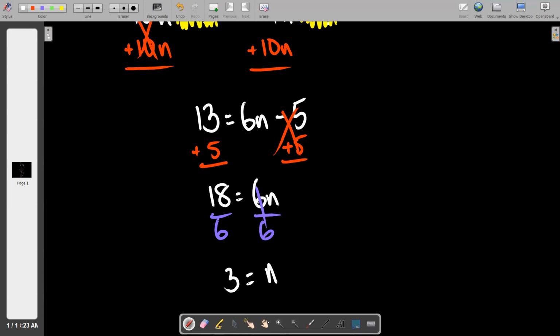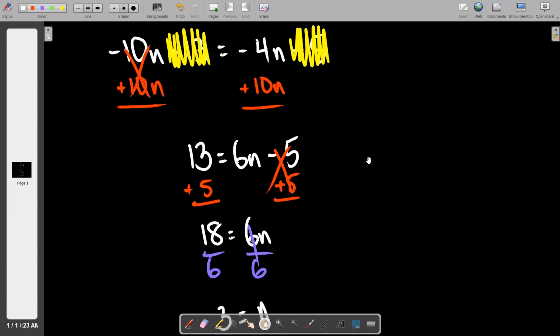When I said what's a good first step, you could have said any one of 4 things. Only one of them would I have supported fully, and that is killing the smaller variable. But you could have said get rid of the 13, add the 4n, add the 5. And if you know what you're doing, there are 4 pathways to get to this answer. So n equals 3.